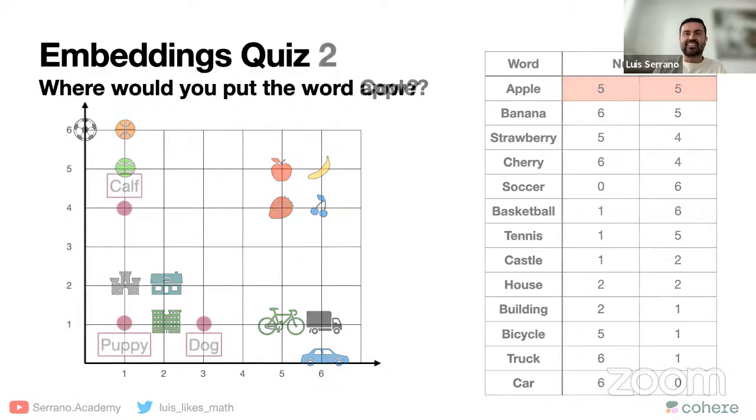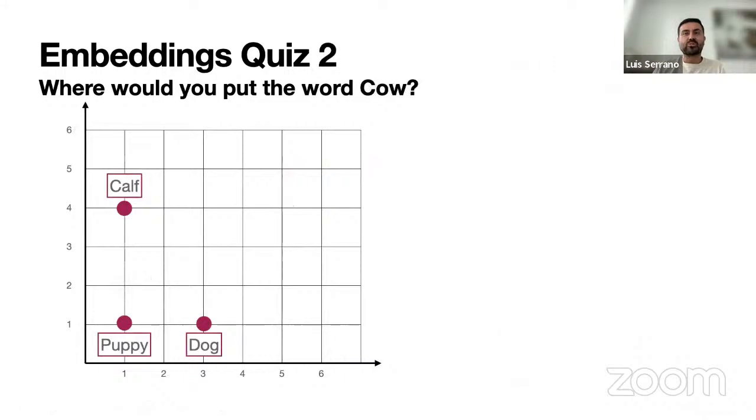Okay, slightly harder quiz. Where would you put the word cow? So we have the word cow, a baby cow, then we have the word puppy, a baby dog, and then the word dog. And the question is, would you put the word cow here, here, or here? A, B, or C? Let's see what the audience says. The word cow would go like here in A, a C, another A, another C, B, C, C, A. So I think C is winning by a little bit, but it's a close call.